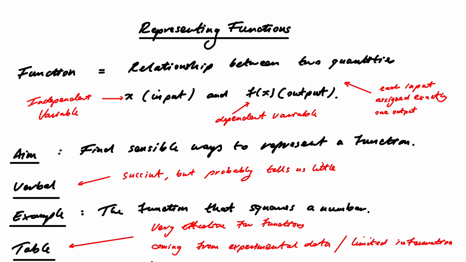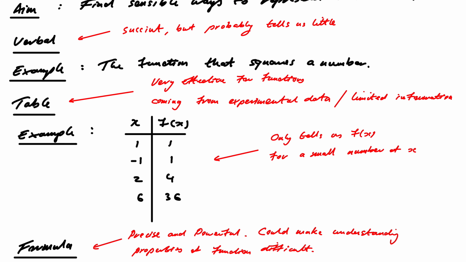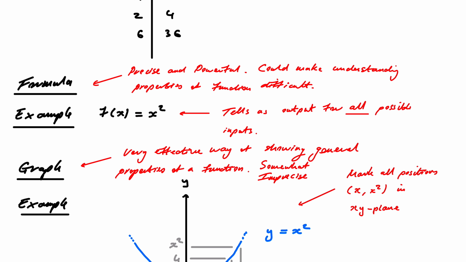You could do it verbally. It could be succinct. It could really tell you exactly what's going on, but you'll be lucky for a complicated function if you can do it well. With a table, very numerical, good for a computer, pretty crude though, and it will only ever show finite amounts of information. Formula, super precise, powerful, especially when you're doing calculus, having a formula is incredibly powerful, but it's a little bit opaque. You can't immediately see things like domains or ranges and all the rest.